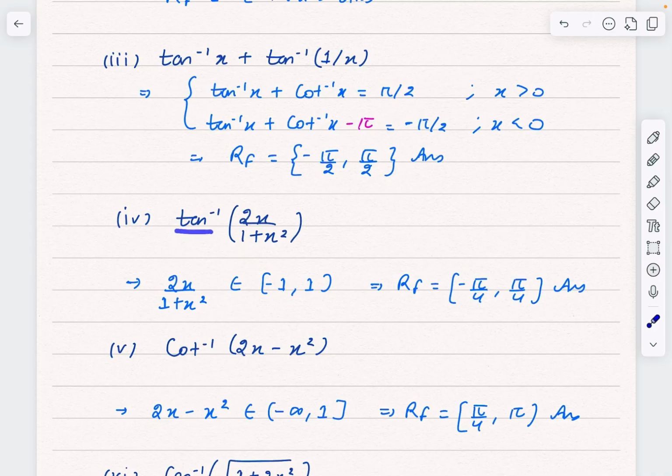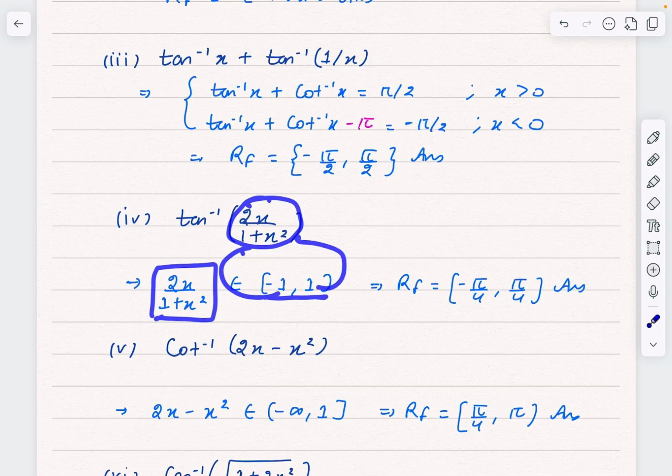Next, tan inverse of 2x by 1 plus x square. In this kind of problem, you just find the range of the thing inside. You see 2x by 1 plus x square. Again, using AM-GM, we can easily prove this range will be minus 1 to 1. Then put minus 1 here and 1 here.